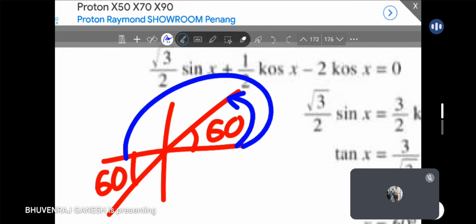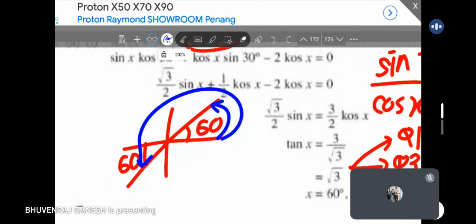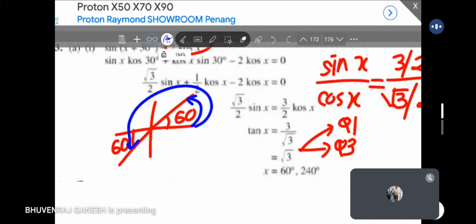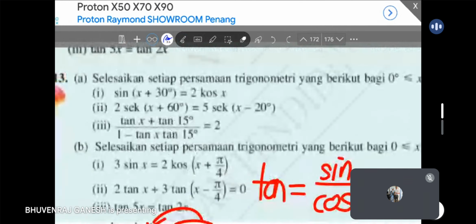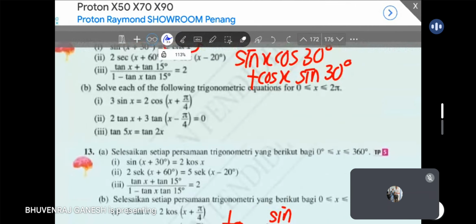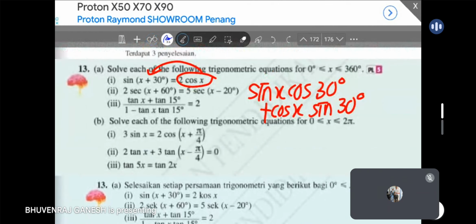So first angle 60, second angle 180 plus 60. That's why the answer is 60 and also 240. Okay, boleh faham? Do you all understand the working? So this is how you solve for question A1. And then question A2.